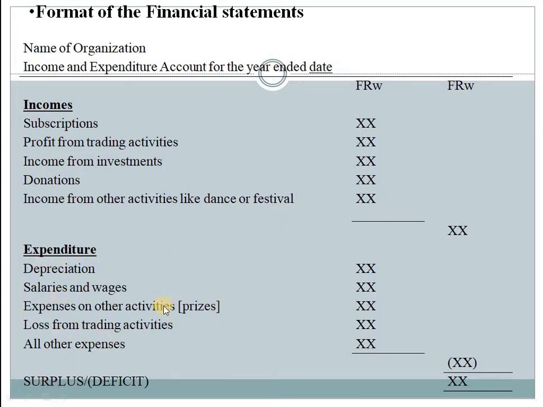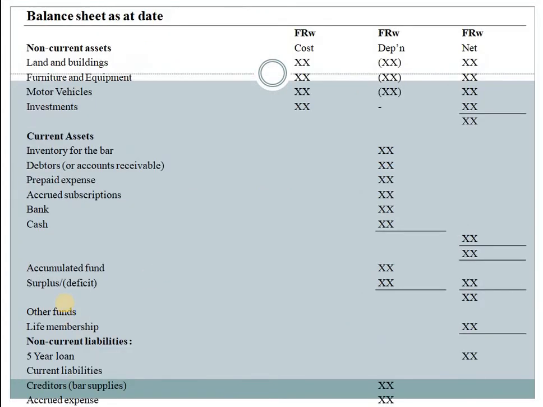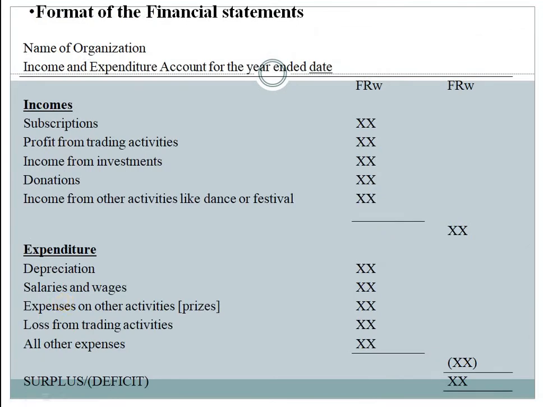Expenditure is like the same that we are using. But you have to insert here depreciation, salaries and wages, expense on other activities. There may be a price, also loss from trading activities, and all other expenses. But if you take income and compare it with the expenditure, you get what we call surplus or deficit.